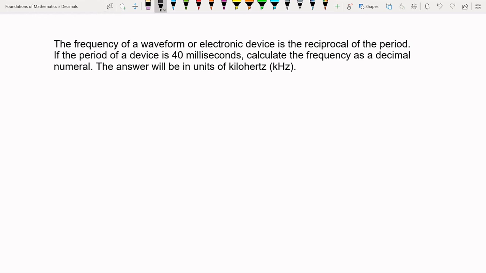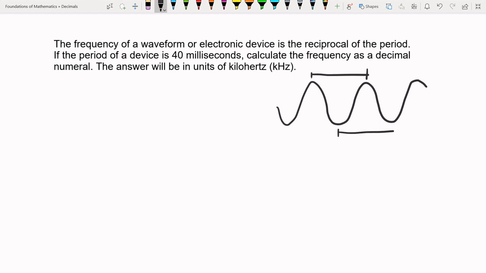If you don't know, most electricity that we use in a lot of things is using AC current. Sometimes it's DC, but AC current goes like this, and peak to peak or trough to trough or similar point to similar point, as long as you're doing the same thing, is called the period. It's the measurement of time from the top of the peak to the top of the next peak. And then frequency is the reciprocal of the period.